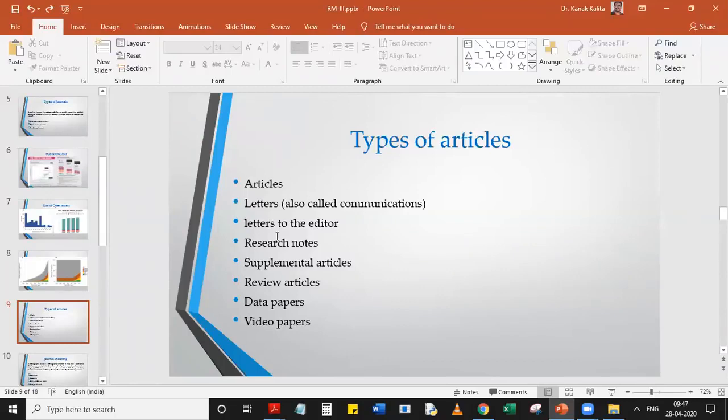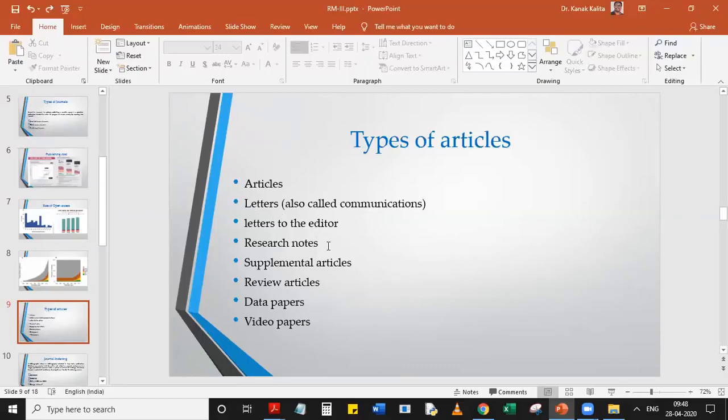There is again something called the letter to the editor. Letters to the editor are generally on some descriptive topic, and these are more like an opinion piece. You say something on a specific topic to the editor, and these are published as letters to the editor.